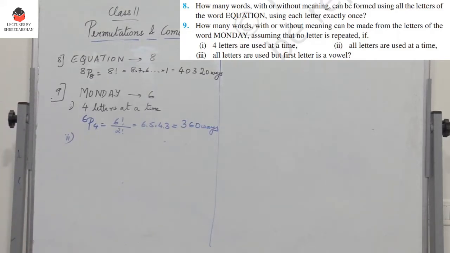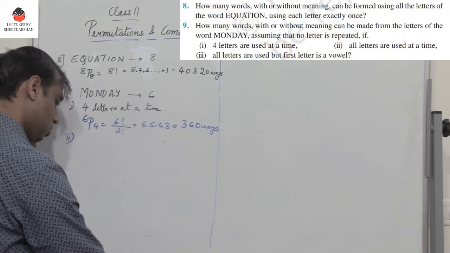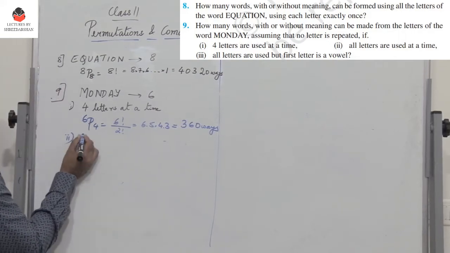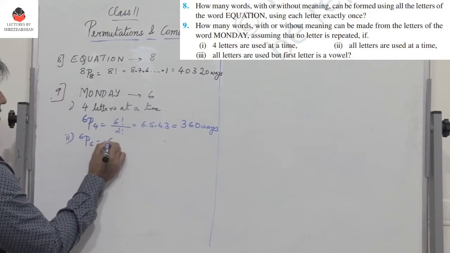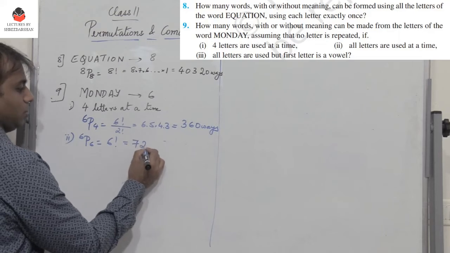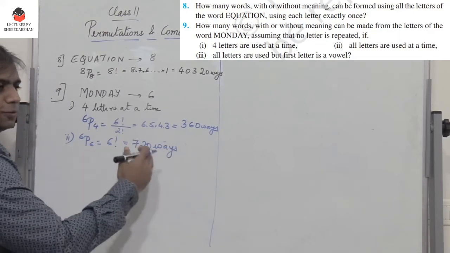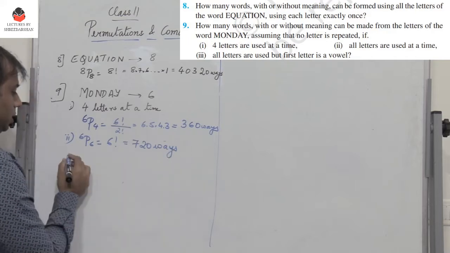Second one, all the letters are used at a time. So if all the letters are used at a time, it's going to be 6P6, which gives 6 factorial, right? Very similar to problem 8. So 6P6 is going to be 720 ways. So 6 factorial is 6 into 5 into 4 into 3 into 2 into 1.